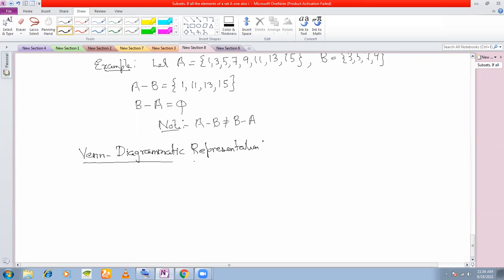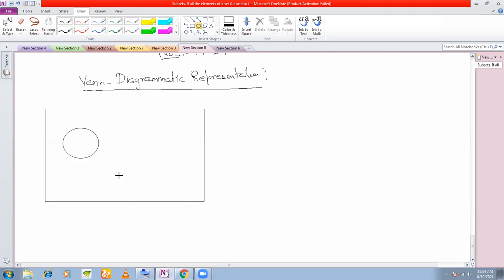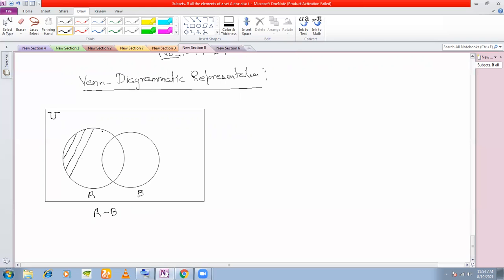Since we take the difference of two sets, we'll consider only two sets here, not three. So two sets A and B. This is your universal set. How to denote A minus B? A minus B is the set of elements of A only, not even the common part of A and B. Okay, this is your A minus B.